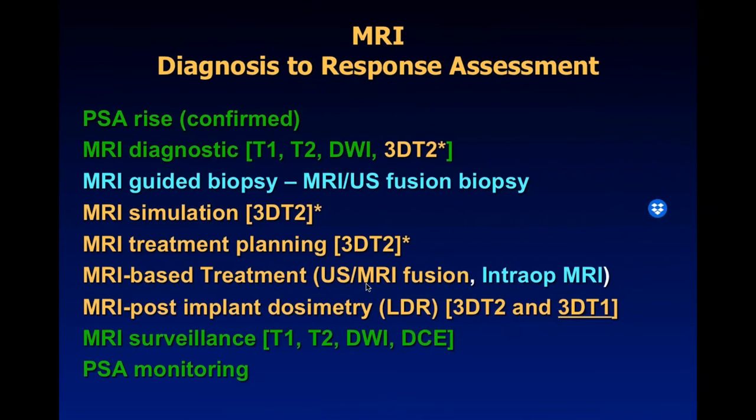So these are the different sequences that we started to utilize and are utilizing today for diagnosis, for simulation, treatment planning, and post-implant assessment. What you see in green is really more of the diagnostic side in the radiologist. What you see highlighted in the yellow to orange is what the sequences that we're using for radiation planning. And in light blue, that's what the urologist will tend to utilize if they find the need to do MRI-guided biopsies.